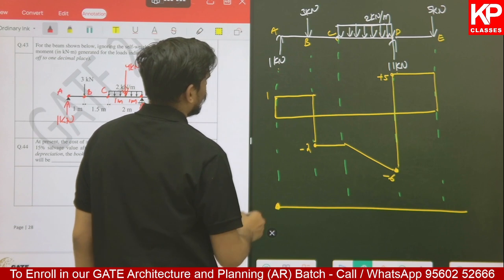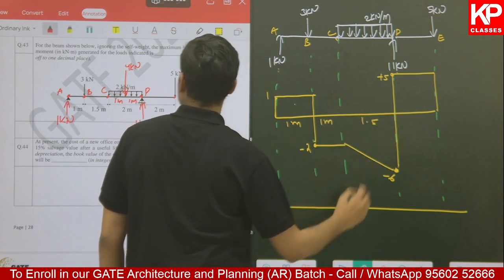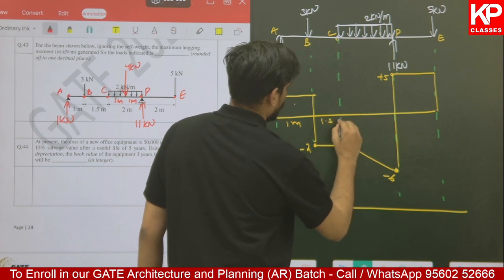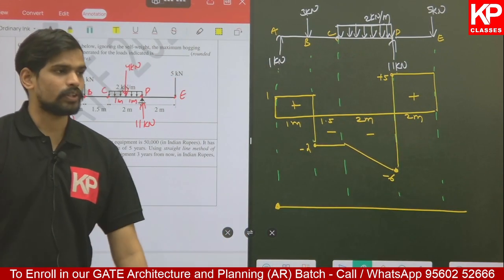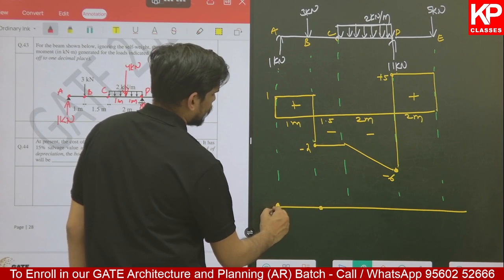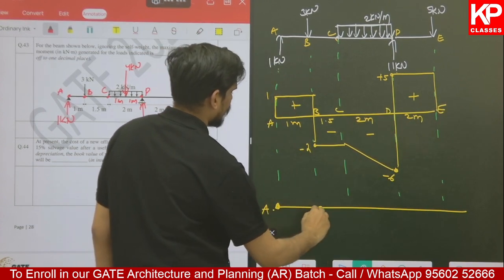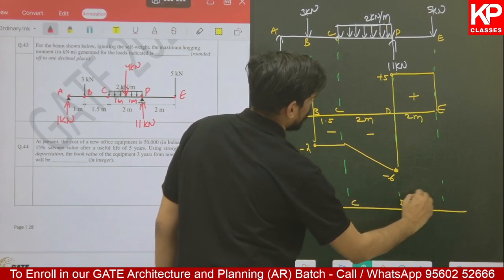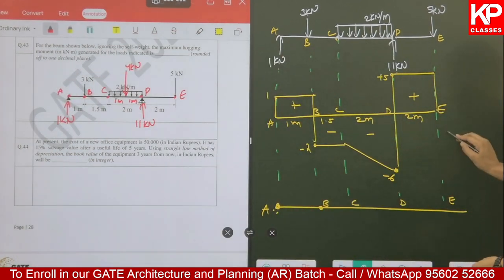Between point A and B, the area of the shear force diagram, let me mark the spans for our ease of understanding. This is 1 meter, 1 meter, this is, sorry, 1.5, this is 2 meter, and this is positive and this is negative and again positive at the top. So if I draw the bending moment diagram, bending moment over here at point A is zero. Let me mark over here A, B, C, D, and E. Between point A and B, you can write it this way, bending moment at B minus bending moment at A, which is 0, should be equal to the area under the shear force diagram, which is 1 into 1, that is 1 kilonewton meter.